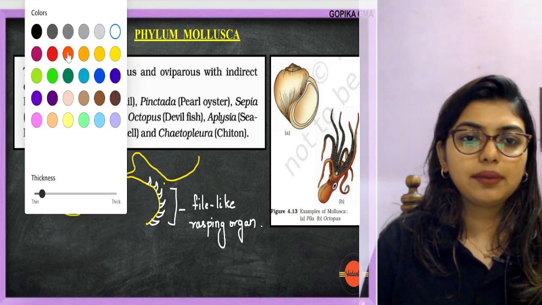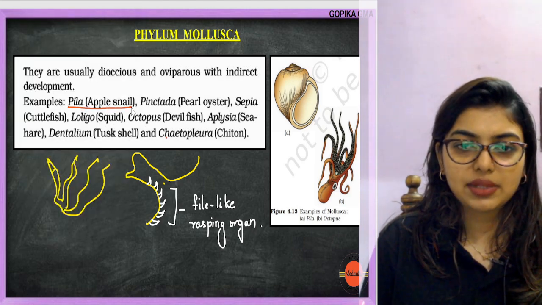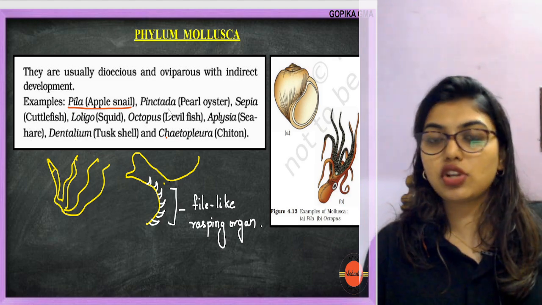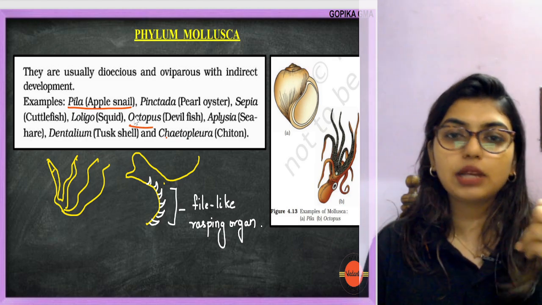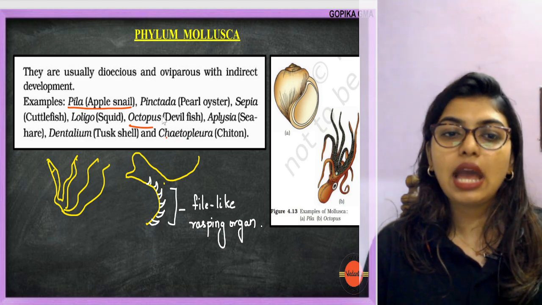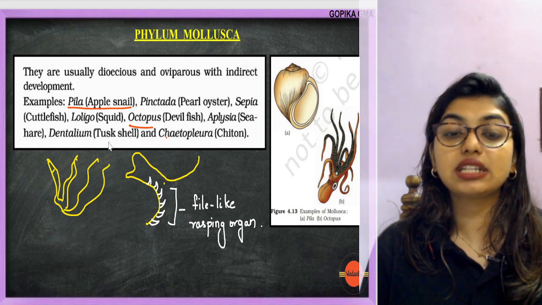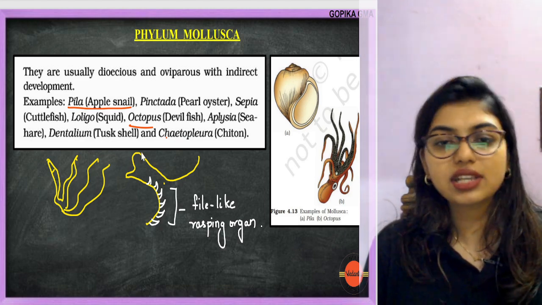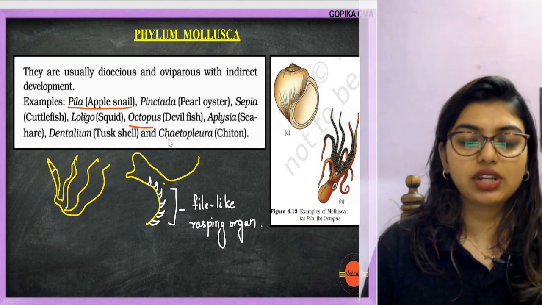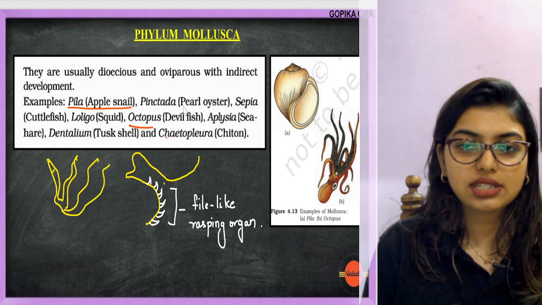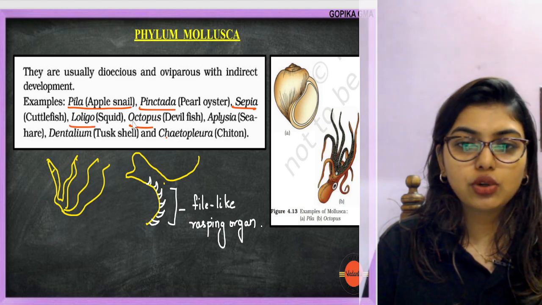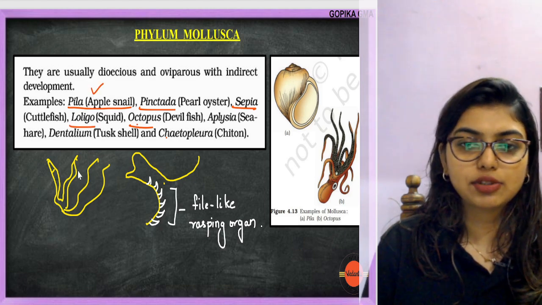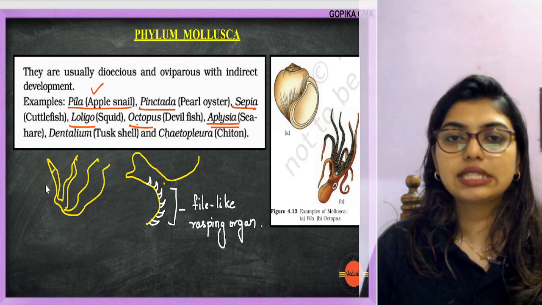Now the examples are going to be apple snail, pearl oyster. Pearl oyster, all of you have seen, a lot of people do videos showing that we can take pearl out of it. Octopus, we have Aplysia, Dentalium, tusk shell. It looks like an elephant tusk. And we have chiton. Chiton we cannot remember, so at least remember sepia, loligo, octopus and pila. This much you remember. Aplysia also you can remember. Sea hare.